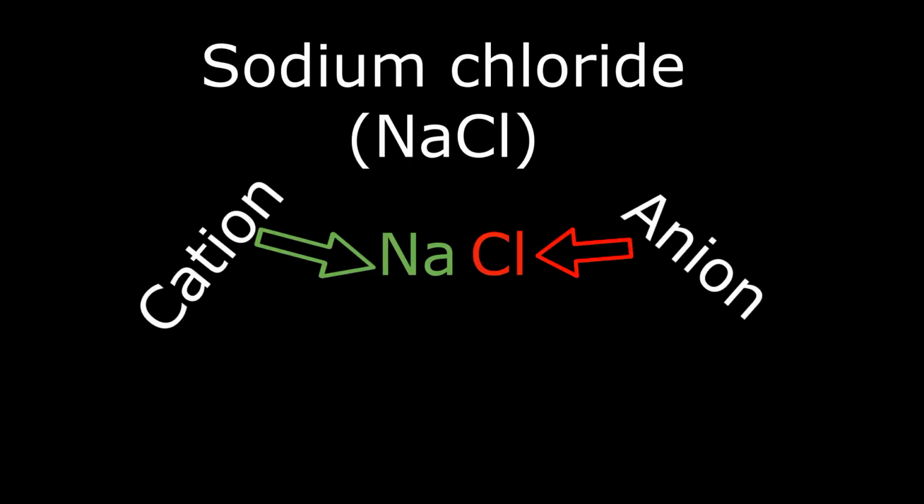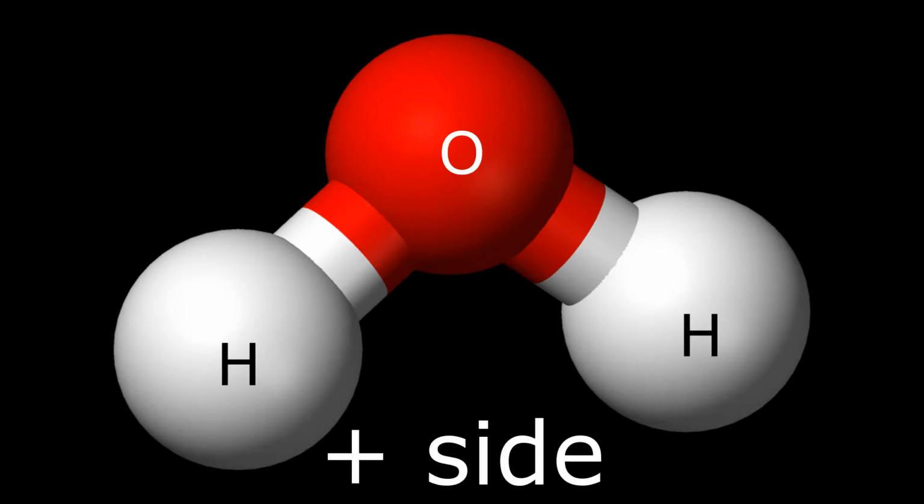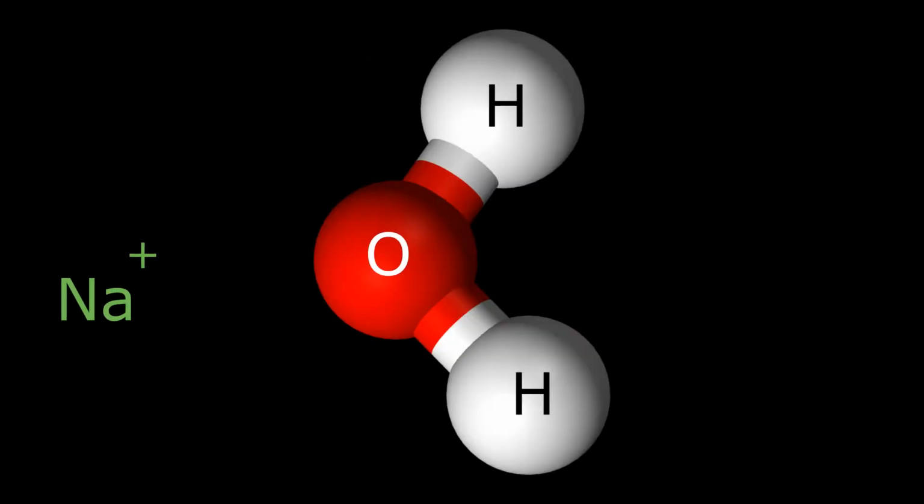When a salt dissolves into water, the cation and anion separate because the water is polar. When a solvent is polar, that means that it has a positively charged side and a negatively charged side. So when the ionic salt splits, the cation can go to the negative side and the anion can go to the positive side.